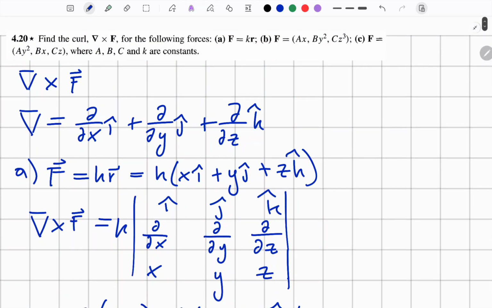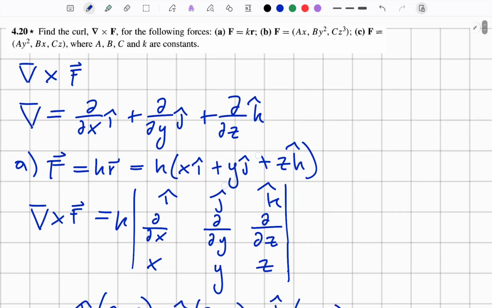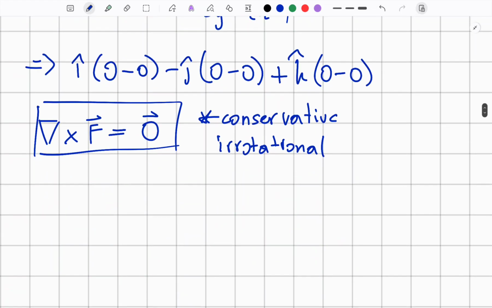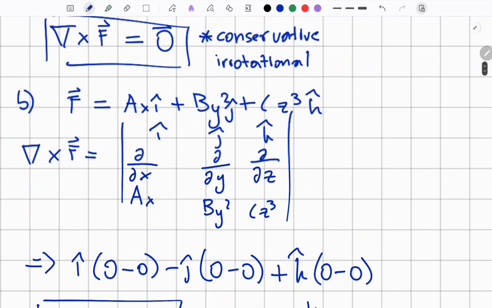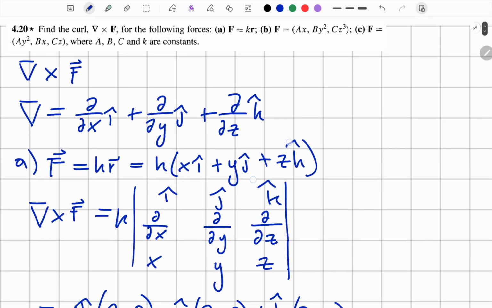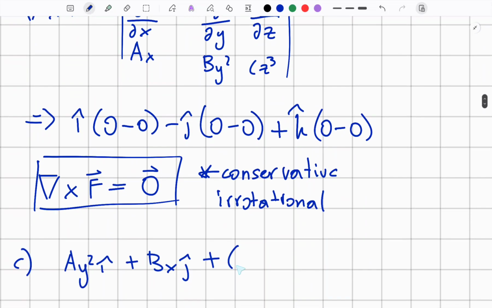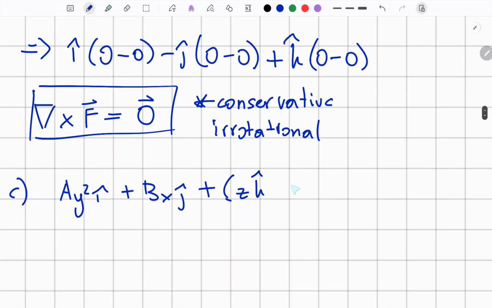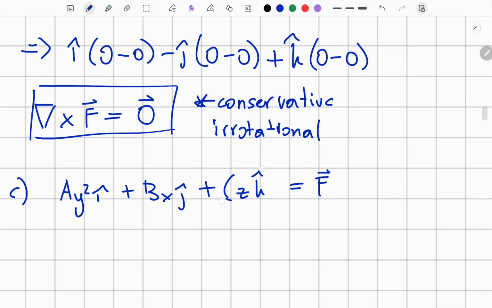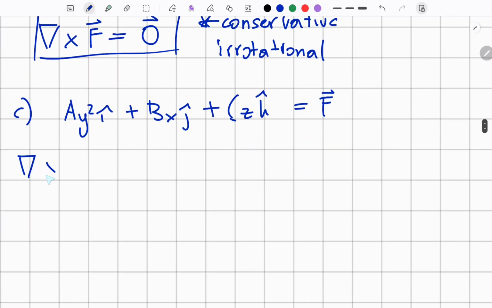So let's look at part C. Our force is ay squared, bx, and cz. And it was just cz. So that's our force. Now let's take the curl of that force. It's going to be the determinant.